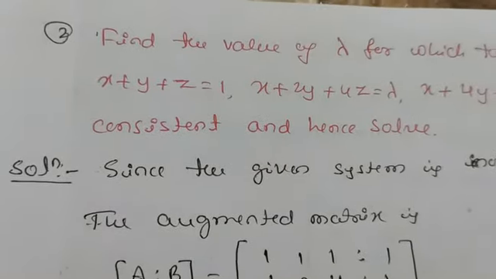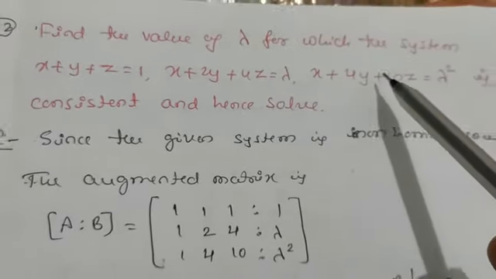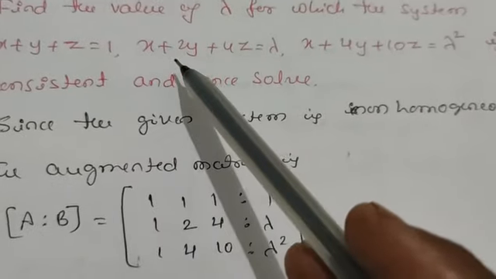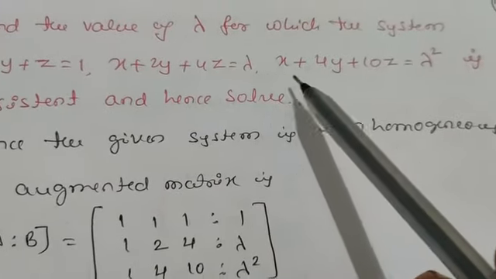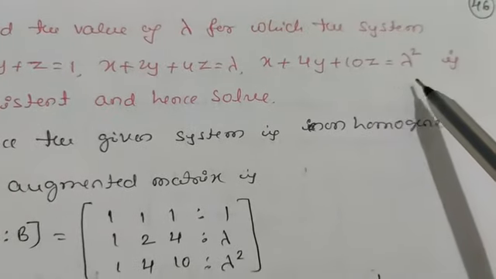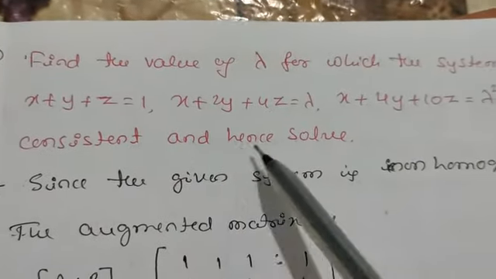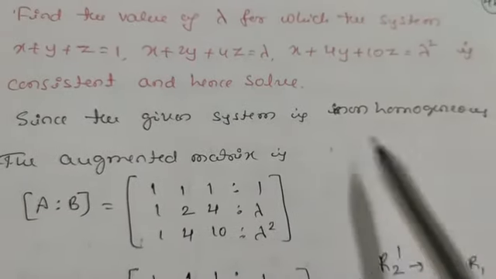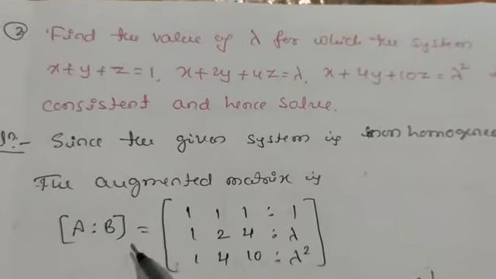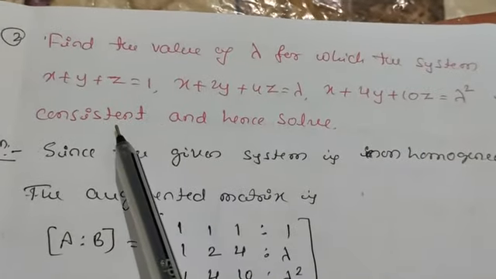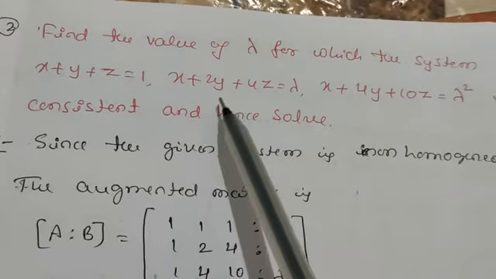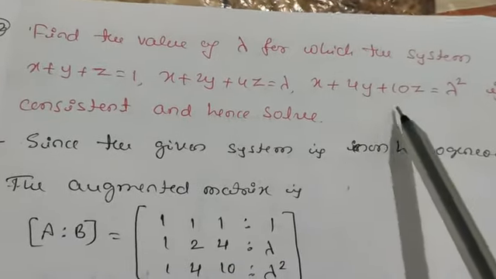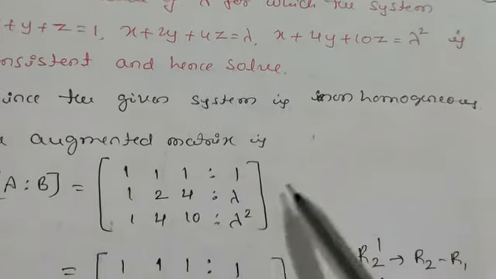Let us take one more example. Find the value of lambda for which the system x plus y plus z is equal to 1, x plus 2y plus 4z is equal to lambda, x plus 4y plus 10z is equal to lambda square is consistent, and hence solve. So here, since the given system is non-homogeneous, the augmented matrix is again the same. A colon B is equal to, write the coefficient matrix: 1, 1, 1, 1; 1, 2, 4, lambda; 1, 4, 10, lambda square.